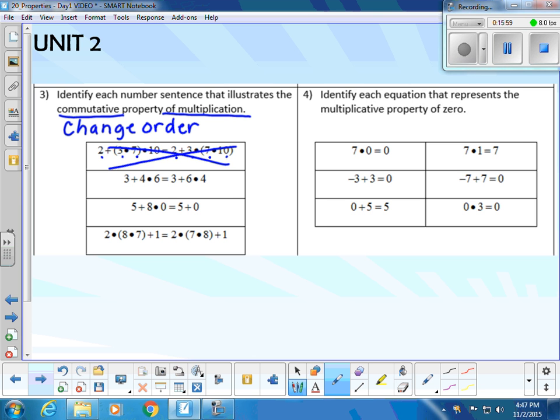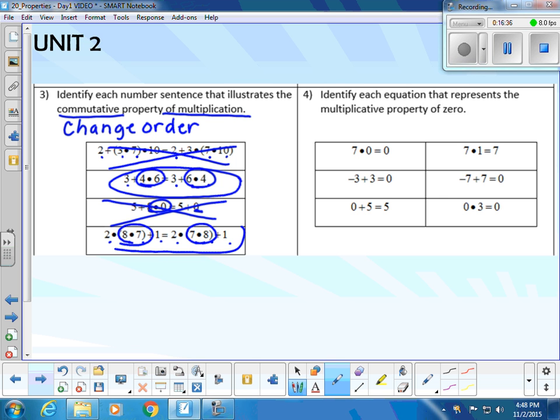Let's look at our next sample. We have 3, 4, 6, 3, 6, 4. I see that 4 and 6 have changed order and they're being multiplied, so that is a sample problem. The next one says 5, 8, 0, and here I have 5 and 0. There's no 8 because they're showing 8 times 0 equals 0. That's the multiplicative property of 0. The next one, 2, 8, 7, 1, 2, 7, 8, 1. So if we look here, we have 7 and 8 and 8 and 7. They're switching, so this is another example.